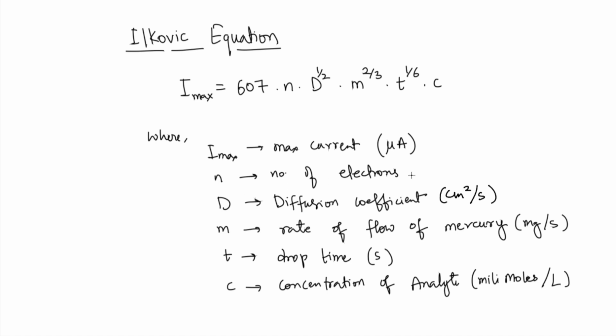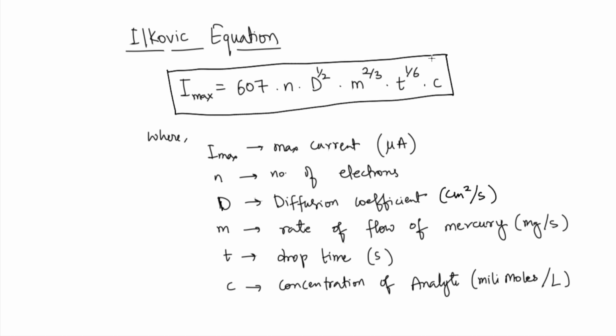n is the number of electrons which are being taken or given during the course. D is your diffusion coefficient, and the unit should be in centimeter square per second. m is the rate of flow of mercury, and the unit should be milligrams per second. t is the drop time, which should be in second, and C is the concentration of the analyte, which should be in millimoles per liter. So this equation is going to be used when a question related to polarography is being asked, right?